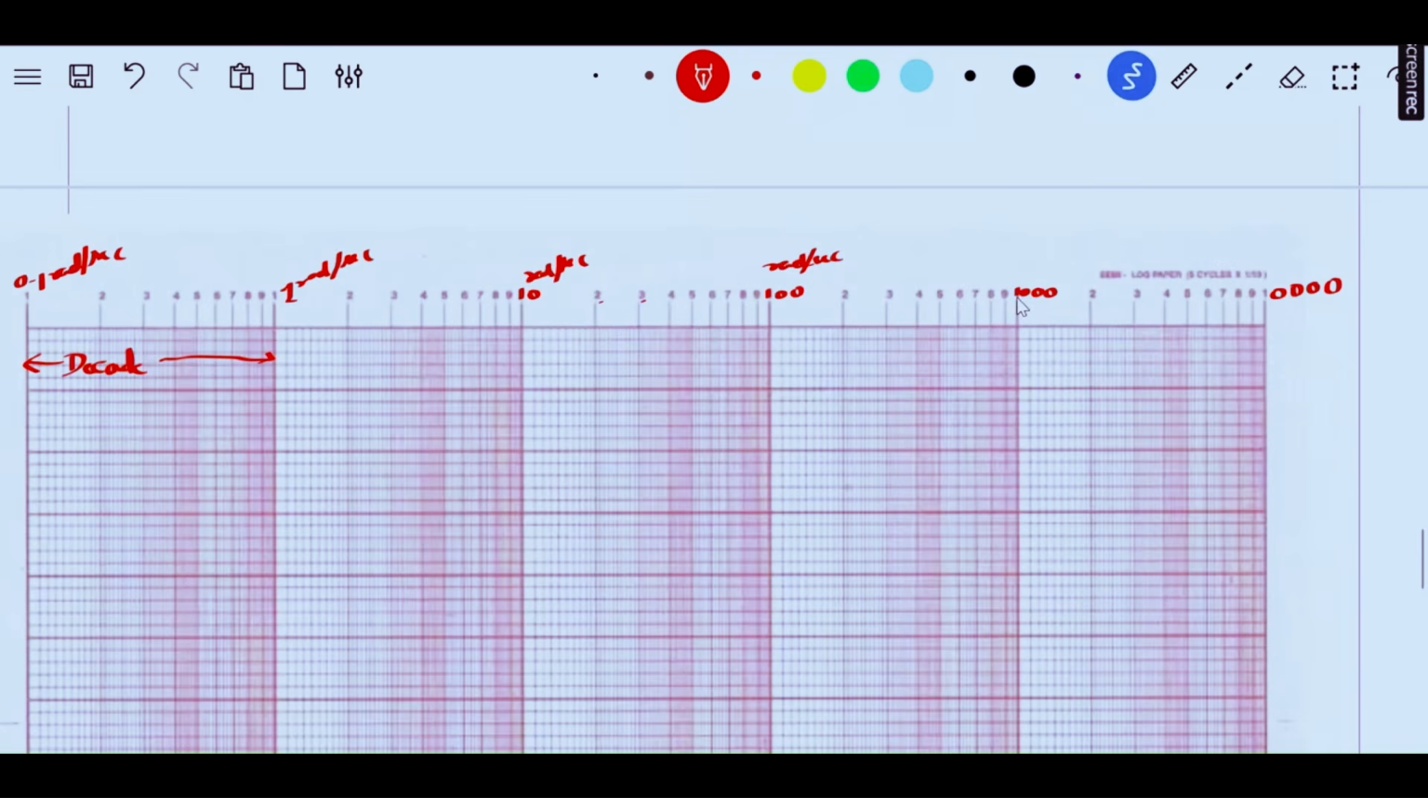And this is 1000 radians per second. And finally, 10,000 radians per second. Okay. Now this is how we mark the frequency first. Now my next job is, okay, so I'll just erase this.